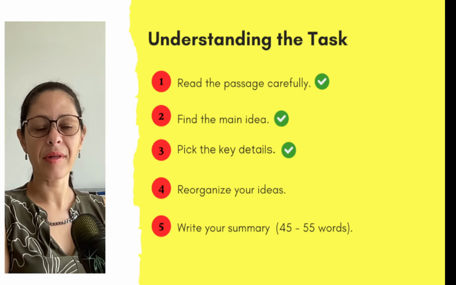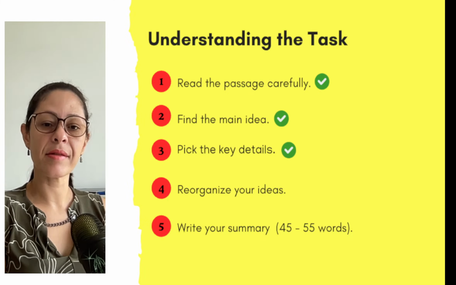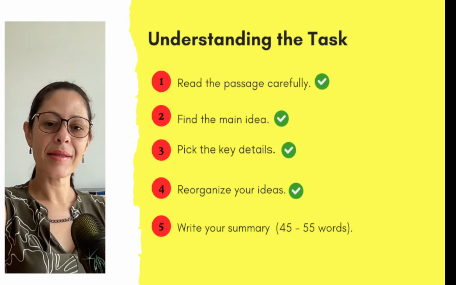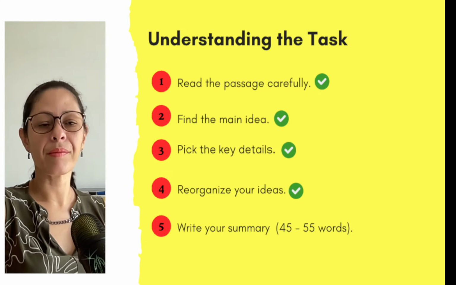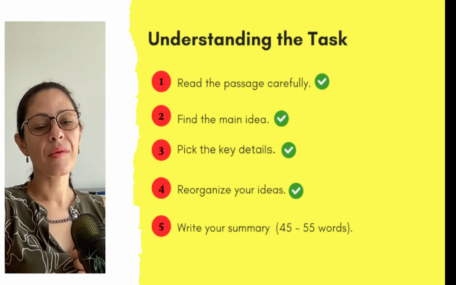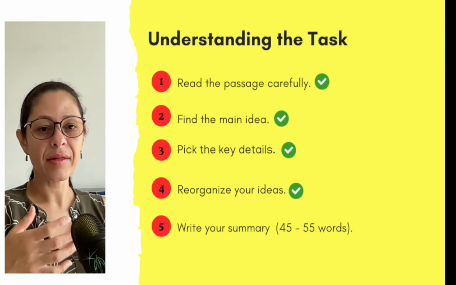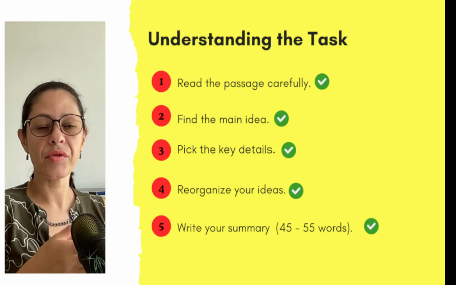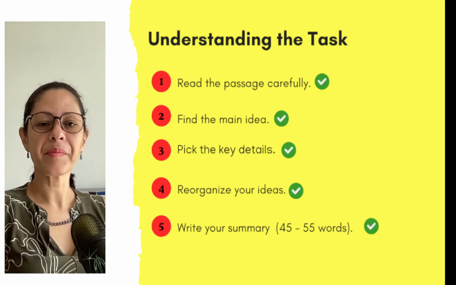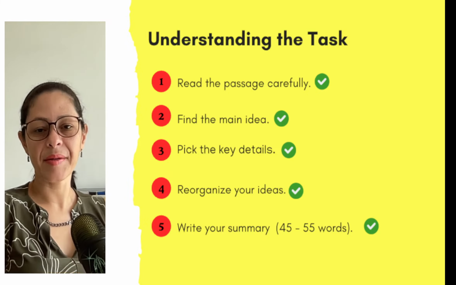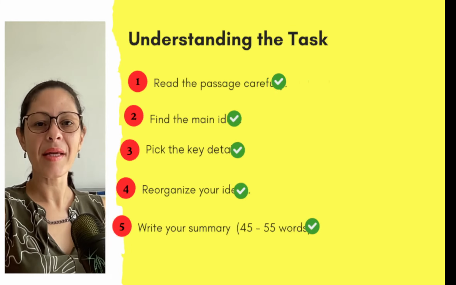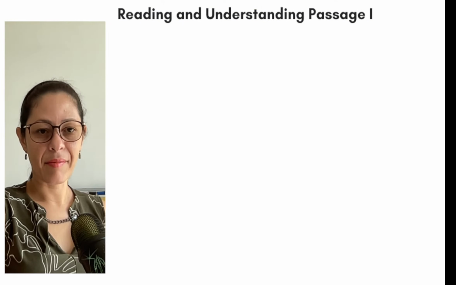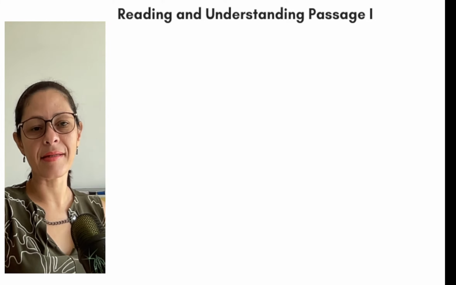So we will underline and select which ones we are going to use in our piece of writing. So we will start organizing. It is not necessary to include all the key details, because if we do, we will most likely write over the number of words, which is between 45 to 55 words. Well, now that I've given you some tips, let's move on and read our passage, understand it, and understand the main idea and pick the supporting ideas, the key details.